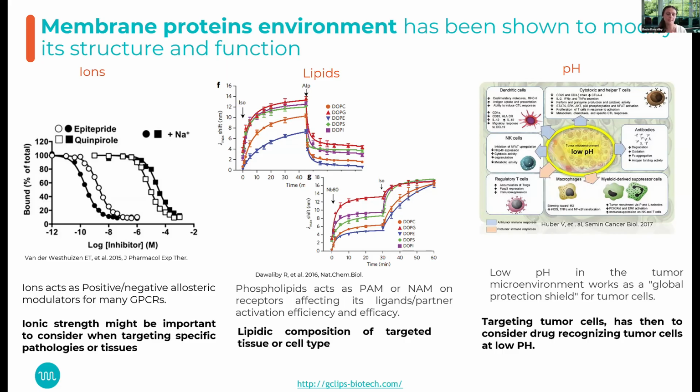We know as well that in a pathological context, let's take, for example, the tumor microenvironment, there's specificity such as pH that can play a very important role on the recognition between a ligand and the protein and the target of interest. And this is why it's really important to take this into account when we do our development and when we select for the candidate of interest.